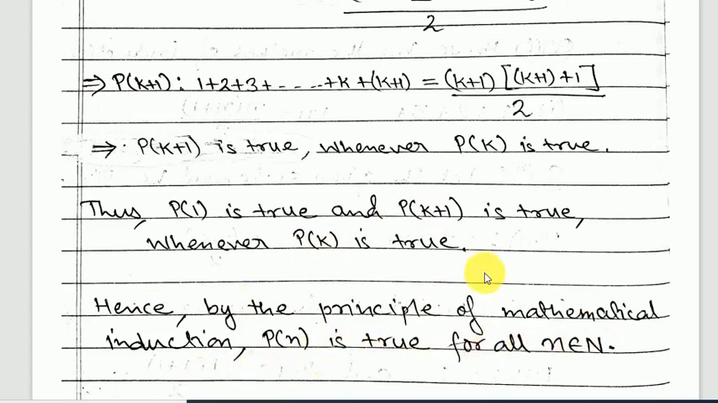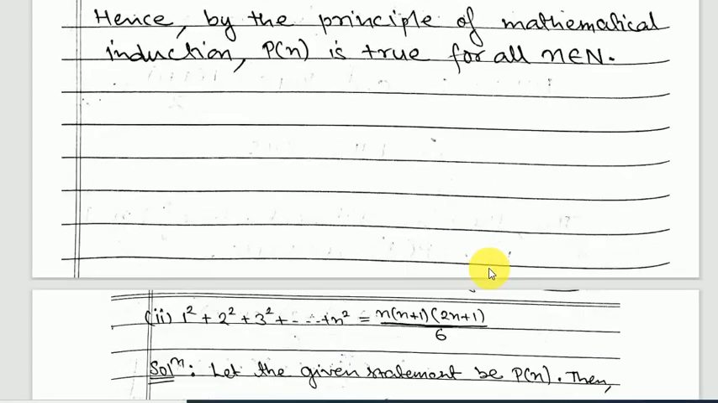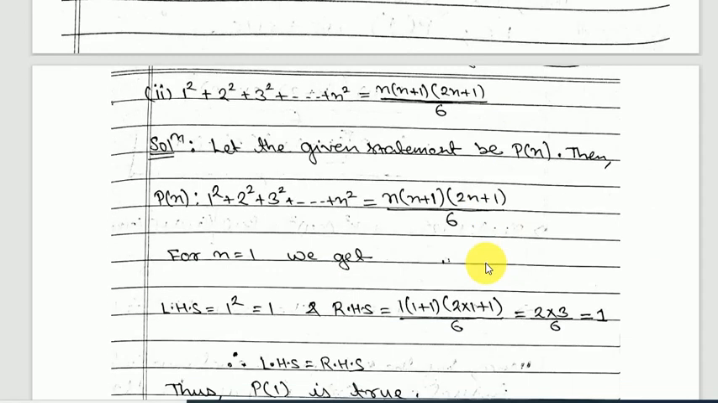Things would get more clear if we see more examples, so let us move to the next question. Here one statement is given to you: 1 square plus 2 square plus 3 square plus dash plus n square is equal to n times, in bracket n plus 1, into, in bracket, 2n plus 1, upon 6. We have to show that this statement is true for every natural number.